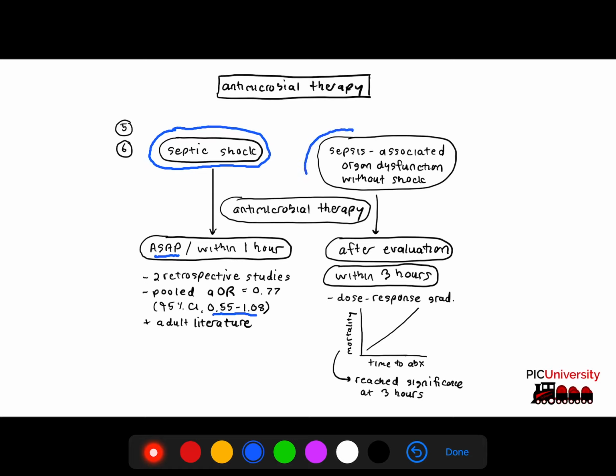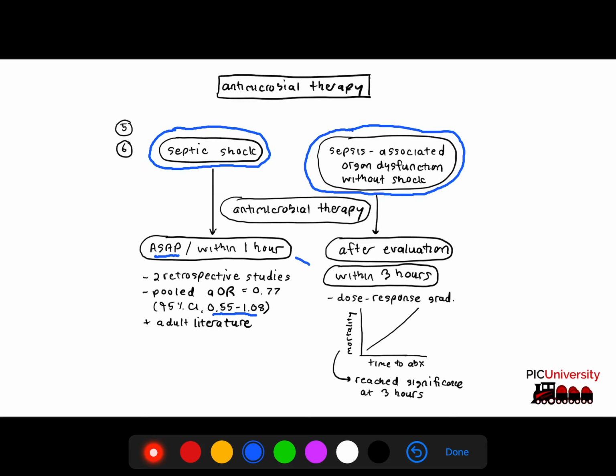Now, patients who present with sepsis-associated organ dysfunction without shock have a slightly different recommendation. According to the campaign, these patients should undergo a rapid, expeditious evaluation in order to get more information regarding the degree and nature of their sepsis. And as that is occurring, those patients should receive antibiotic therapy within 3 hours.